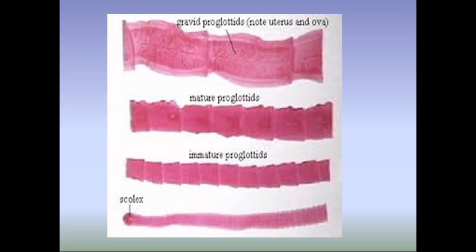The segments are expelled singly in the feces in case of Taenia saginata. In Taenia solium, they are expelled in a chain of 5 to 6 segments in the human feces. In Taenia saginata, expelled singly. How many eggs are present per gravid segment? There are thousands of eggs in the gravid segment. In Taenia solium, 40,000 eggs per gravid segment. In Taenia saginata, 80,000 eggs per gravid segment. This is the structure of the proglottids.